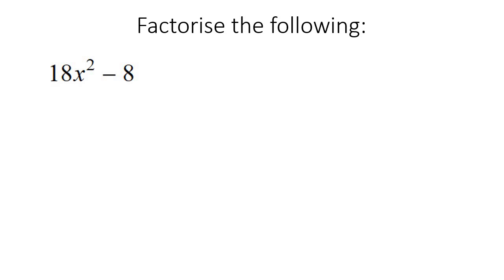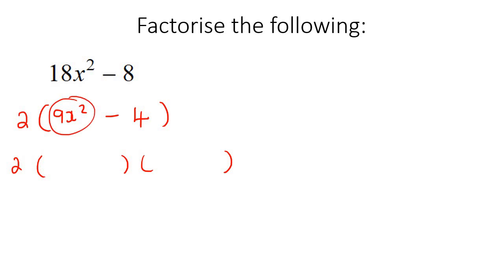Here's the next one. So take out a common factor first. The number 2 can go into both of those, so you take out the 2. Then you'd be left with 9x squared, and you'd be left with 4. Then what you do is you open up your two brackets, and the square root of 9x squared is 3x and 3x, and then the square root of 4 is 2. So you put 2 and 2, put a plus in the one, a negative in the other.